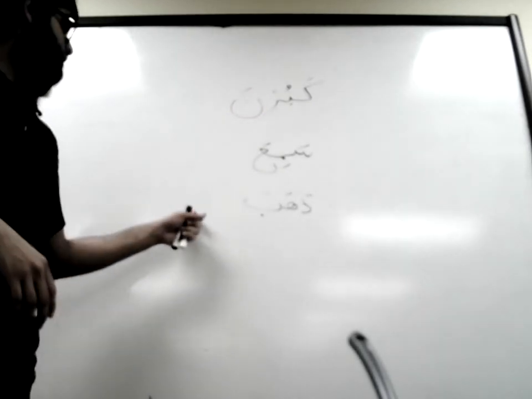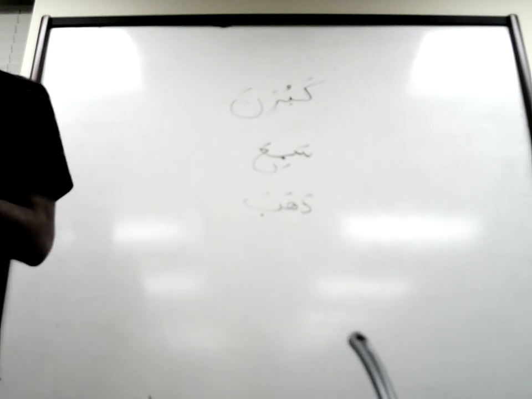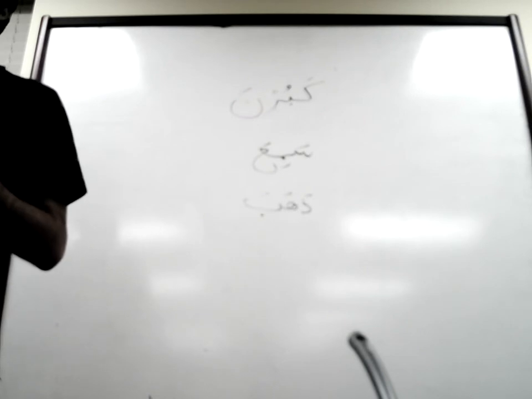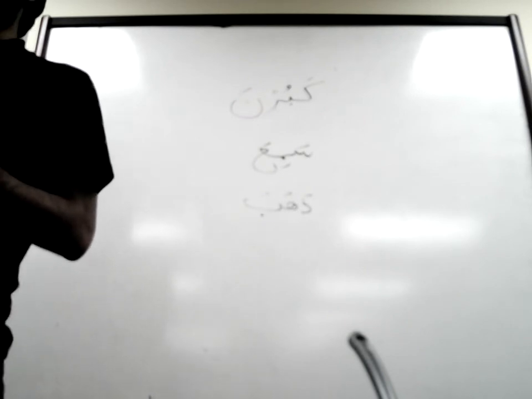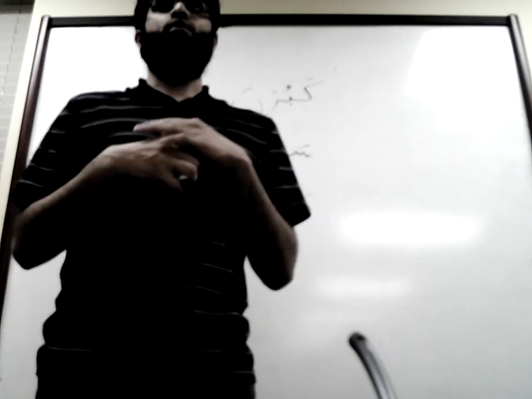Kaburtu. Kaburna. Okay, how do you say he grew old or he grew big? Kabura. Okay, she grew big. Kaburat. And I grew big. Kaburtu. And we grew big. Kaburna.